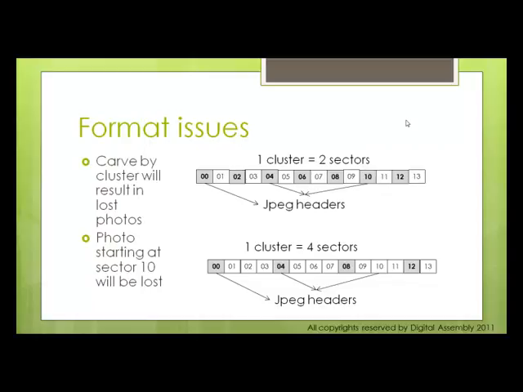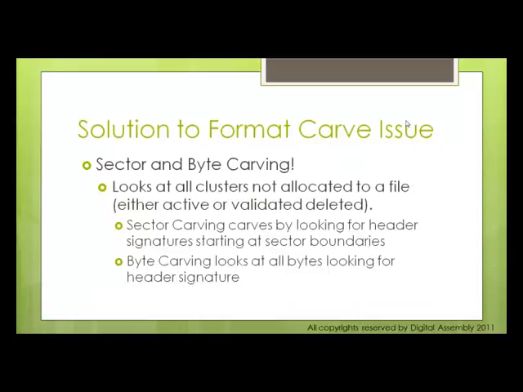If we only carve by cluster, we're going to get some that we're just not going to be able to recover. Whereas the solution for that is to do sector and byte level carving, and it will look at all the clusters not allocated to a file and determine if it ought to be part of some file out there. Does it fit into some other file out there? In some cases it will look at the header signatures, but it'll also look at sector boundaries, and it looks at it intelligently.